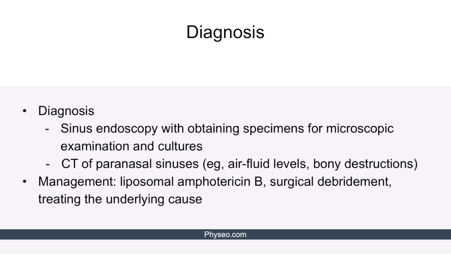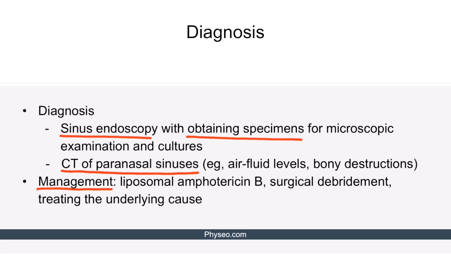Now, clinical suspicion of mucormycosis should be followed by sinus endoscopy with obtaining specimens for microscopic examination and cultures. Also, a CT of paranasal sinuses can be performed. Now, that may reveal air fluid levels and bony destructions. And you manage it with liposomal amphotericin B, surgical debridement, and of course, treating the underlying cause.